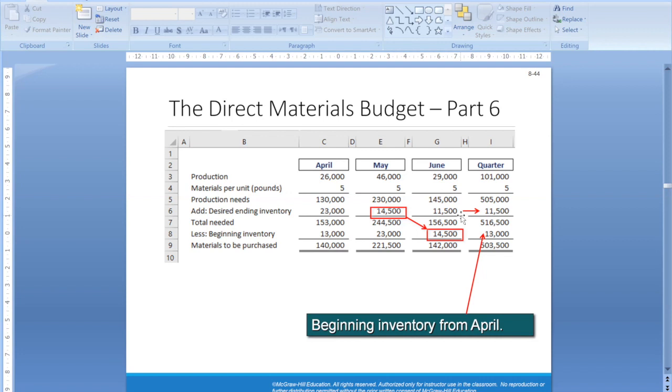production budget for July, and then I would use the 11,500 as an ending inventory for June. So 145 plus 11,500, this equals to 156,500 minus beginning inventory of June will be ending inventory of May, which is 14,500, and the materials to be purchased will be 142,000.